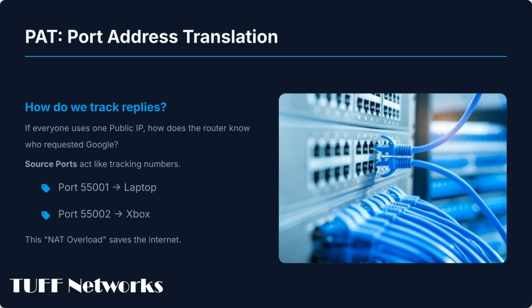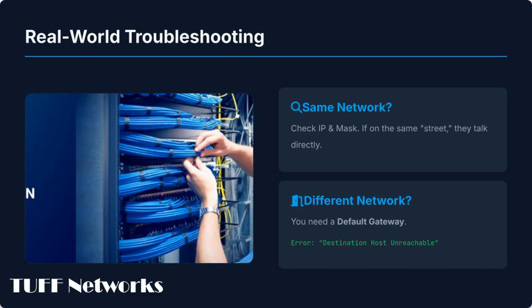1. Static NAT. This is a one-to-one mapping. You manually configure the router to say, public IP A always maps to private IP B. We use this for servers. If you have a web server in your office, you want it to always be accessible on the same public IP. In cloud computing like AWS or Azure, when you assign an elastic IP to a VM, you are configuring static NAT on the cloud gateway.